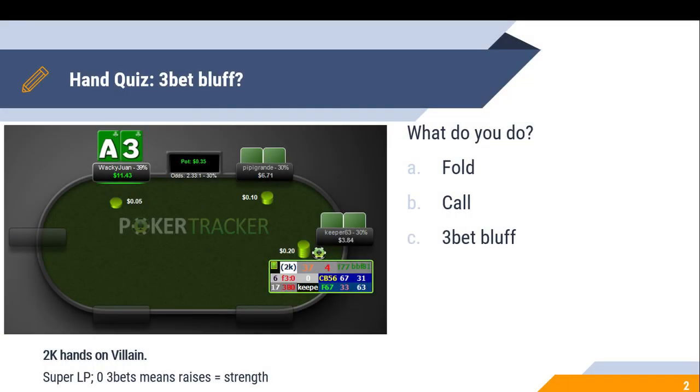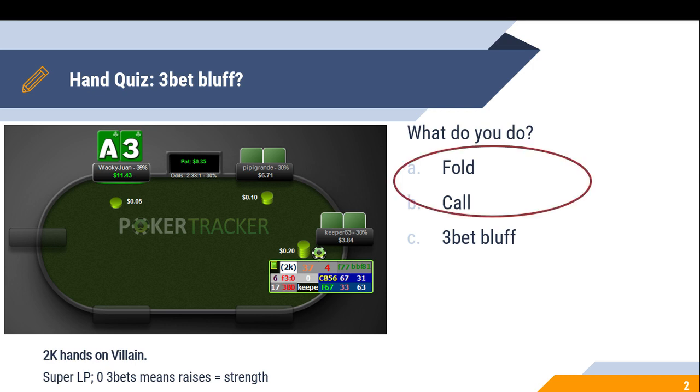Alrighty, the next slide, 3-bet bluff again, but this time you can see there is a HUD on the table with Keeper 63's numbers. So Keeper 63, we have 2,000 hands on him. He's a 37/4 player, which means he is super loose passive. Also, 0 3-bets means any raises that he makes are often a form of strength. Once again, you still like the ace-3 suited for 3-bet bluffs, but his fold to 3-bet is a measly 0%. So now what do you do? Fold, call, or 3-bet bluff? Go ahead and pause the video if you need. Think about your answer, but here's mine.